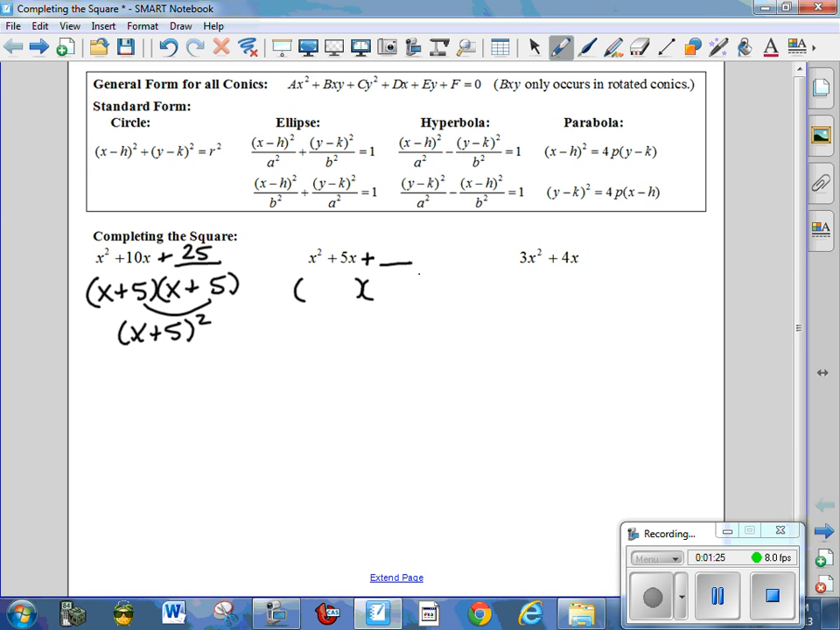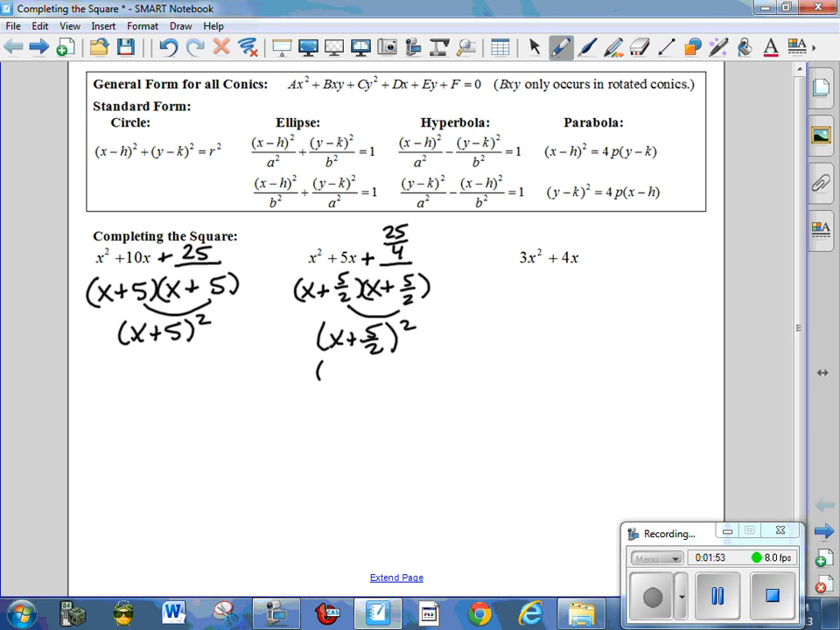I do the same thing with the x's, but then 5 doesn't divide in half as easily. But it's not that bad. Half of 5 is either 2.5 or 5 halves. I recommend the fraction. I think it's easier to do the completing the square with the fractions visually, but you can do either one. If I made this 5 halves, then notice what I would add would be 25 fourths. And then I would end up with x plus 5 halves squared.